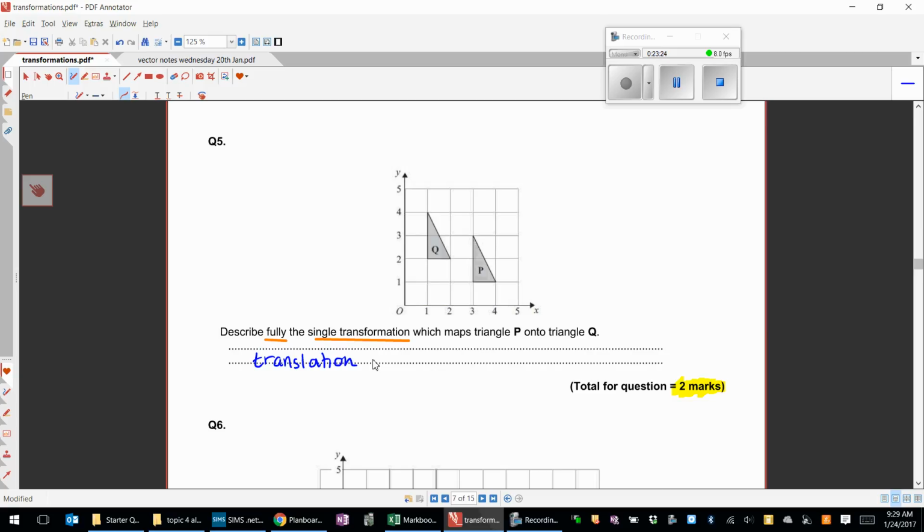And then, yeah, so then it's like, how far? So how do you say it? Now we've got to get the right way. So it says maps triangle P onto Q. So that means we're going that direction. Got to get that right. Okay. So how do we do it? Any ideas? Okay. So what would you say?